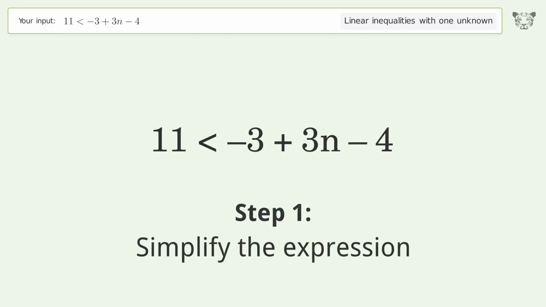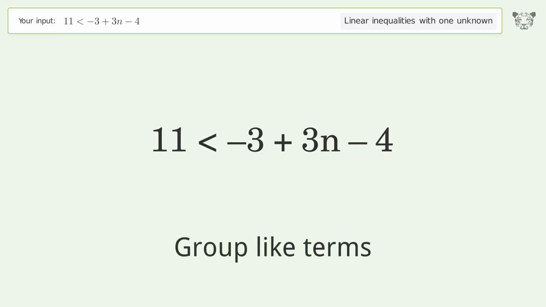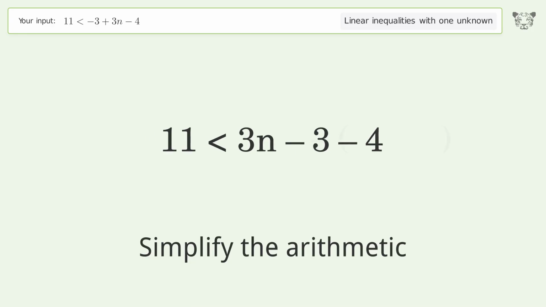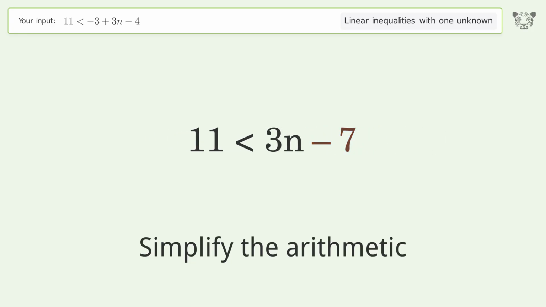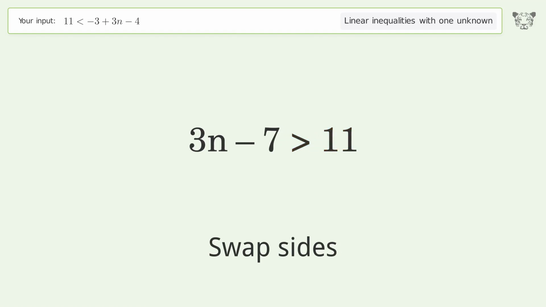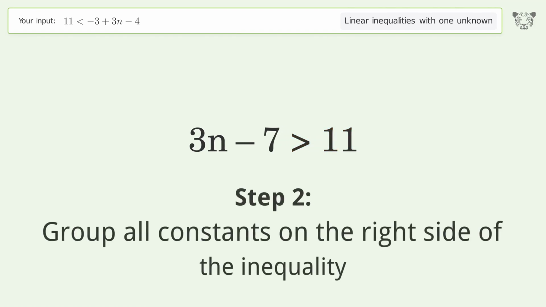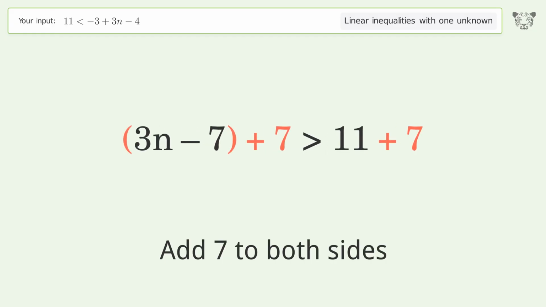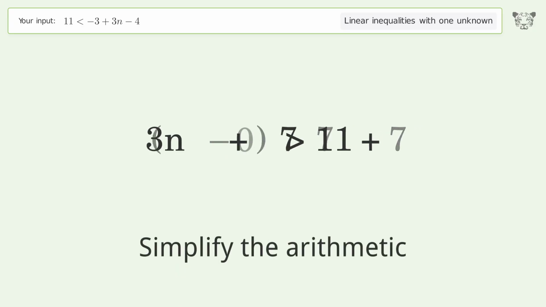Simplify the expression. Group like terms. Simplify the arithmetic. Swap sides. Group all constants on the right side of the inequality. Add 7 to both sides. Simplify the arithmetic.